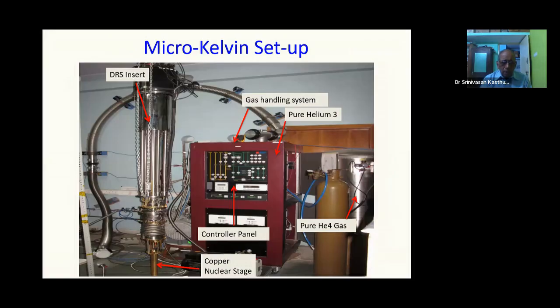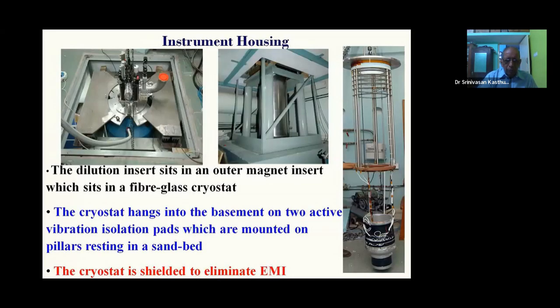And you can see here the experimental setup. I don't know much about this, so I will just leave it and show only the photograph here. The dilution refrigerator sits in an outer magnet insert, which sits in a fiberglass cryostat. The cryostat hangs into the basement on two active vibration isolation pads, which are mounted on pillars resting in a sand bed. The cryostat is shielded to eliminate electromagnetic interference.